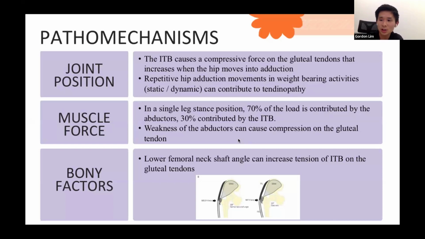In a single leg stance position, 70% of the load is usually absorbed by the hip abductors, while 30% is absorbed by the iliotibial band. However, weakness of the hip abductors can transfer more stress to the IT band and result in an increase in hip adduction, leading to higher compressive forces at the greater trochanter. And thirdly, bony factors can also create more compressive forces on the gluteal tendons. As you can see in the diagram here, a lower femoral neck shaft angle can increase tension of the iliotibial band on the gluteal tendons, causing irritation.